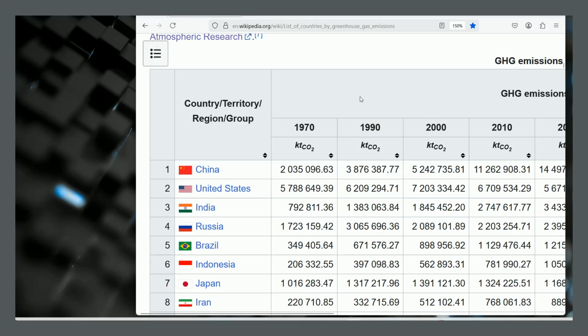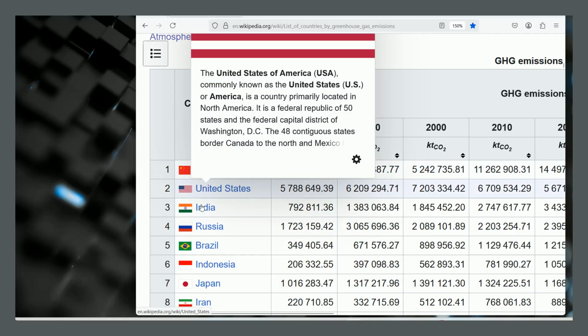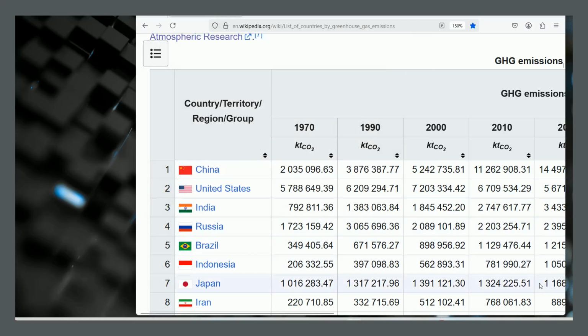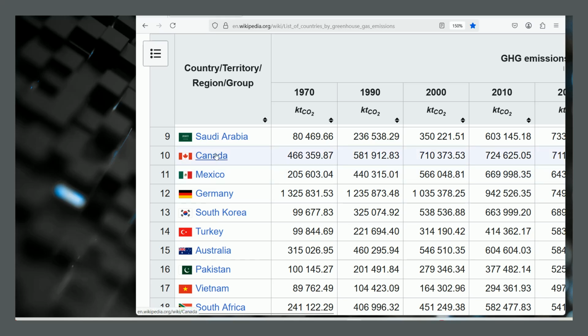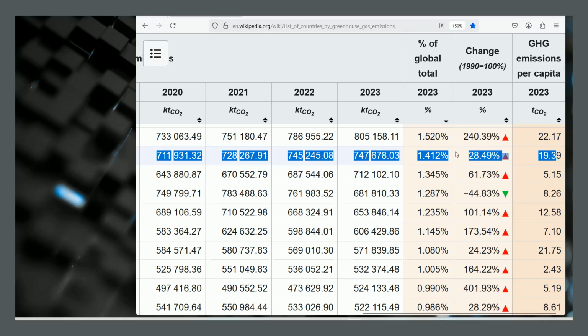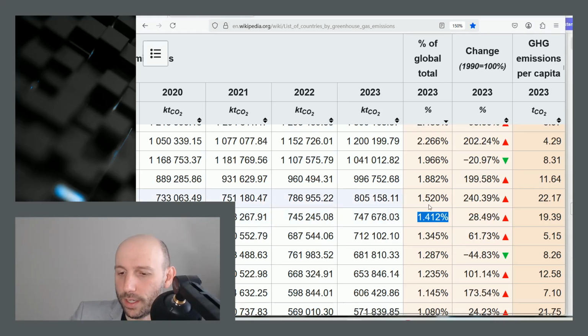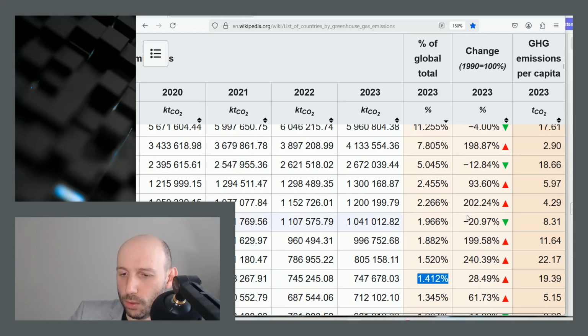Look at that. I'm just going to get rid of the image of myself here for a second so you can see that it is in fact Canada in 10th place. So there we have China, United States, India, Russia, Brazil, Indonesia, Japan, Iran, Saudi Arabia, and there is Canada in 10th place. So we scroll across and there we have it, 1.4% of the global total. Like the title says, Canada is not a major greenhouse gas emitter. They are responsible for 1.4% of the global total.